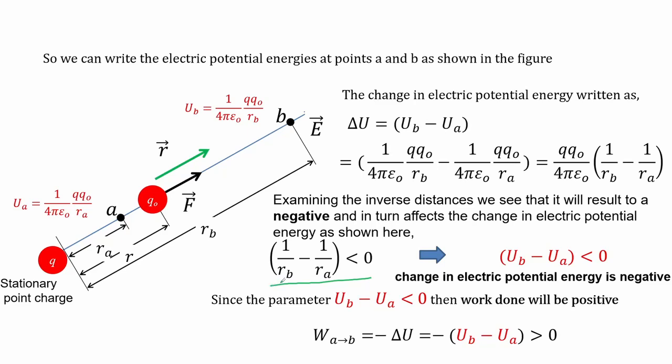This decrease in the ratio of distances also results in a decrease in its electric potential energy as it moves farther away. The change in electric potential energy will give a negative value, so if we substitute this value, the work done will result in a positive value.